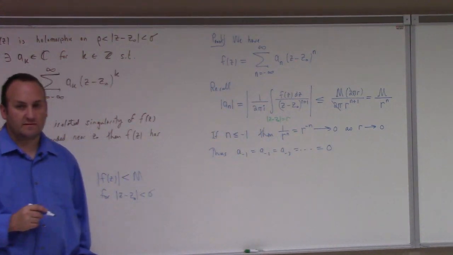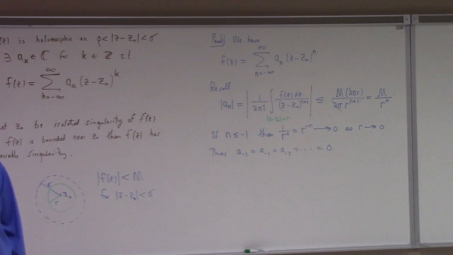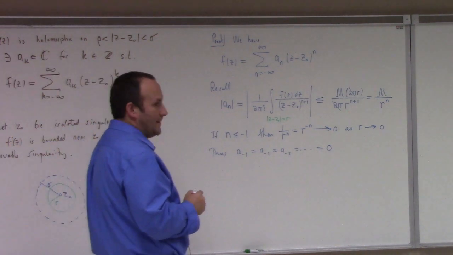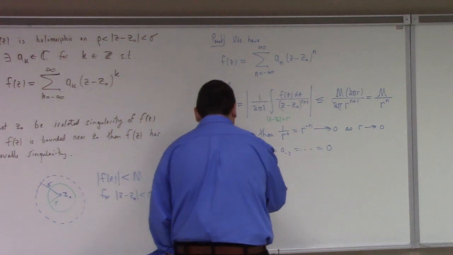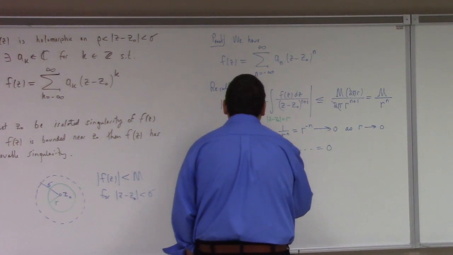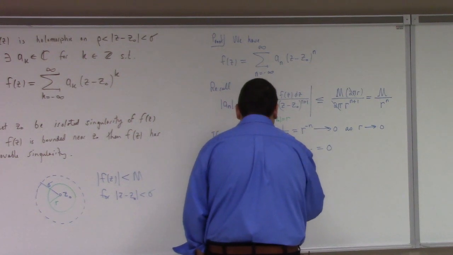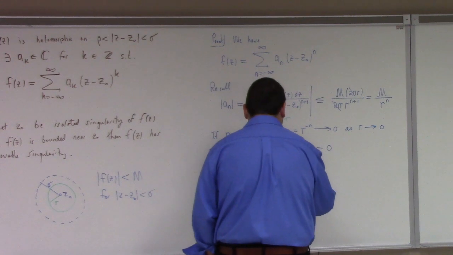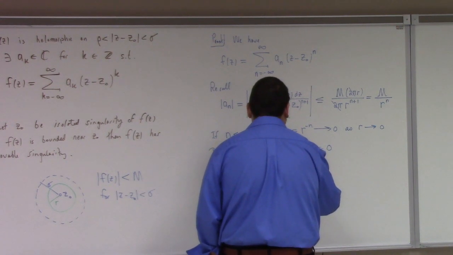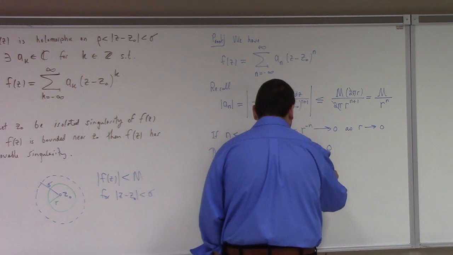And what are we left with? Oh, okay. We have power series, right? So we're left with f of z is equal to a sum n equals 0 to infinity, right, of a sub n times z minus z naught to the n.